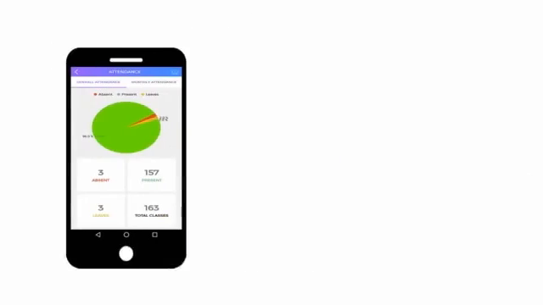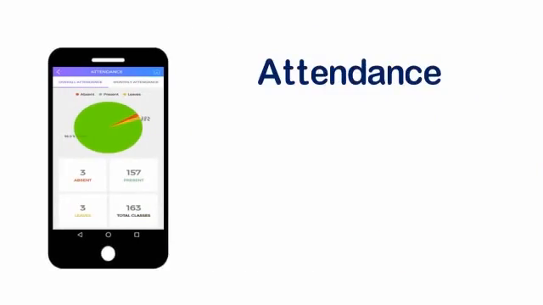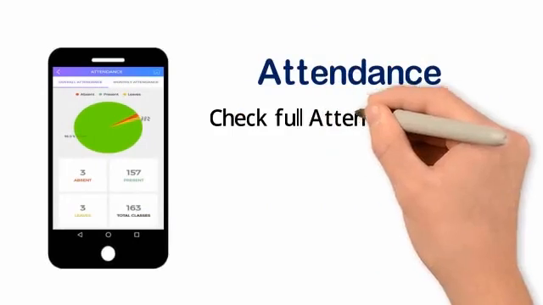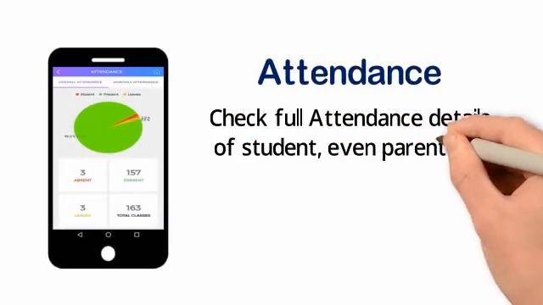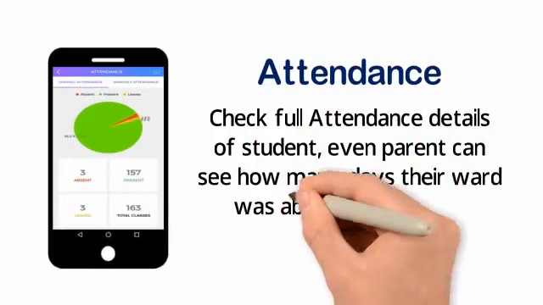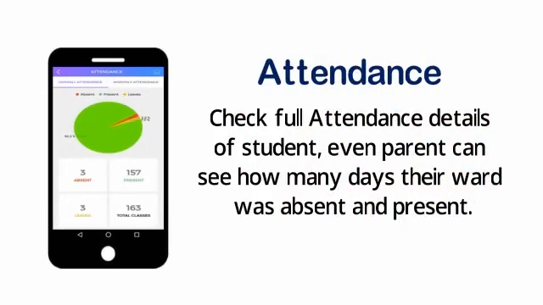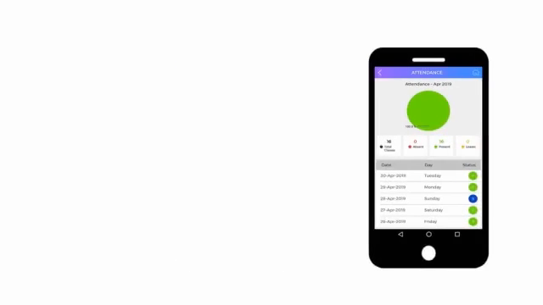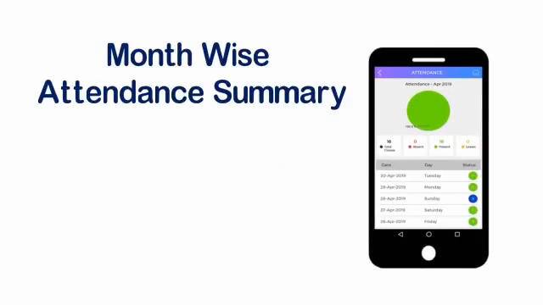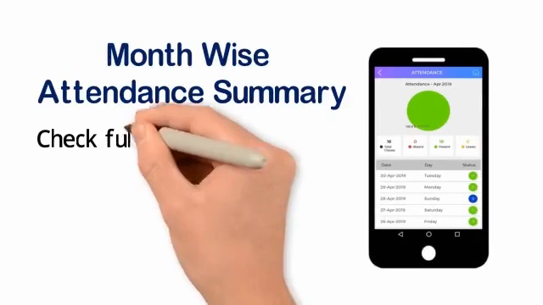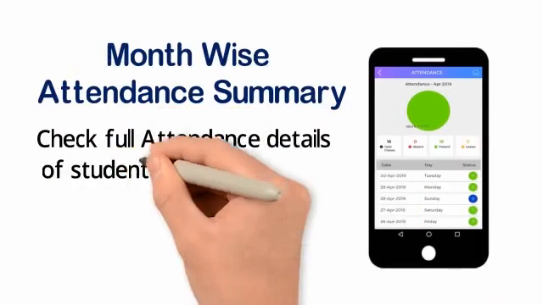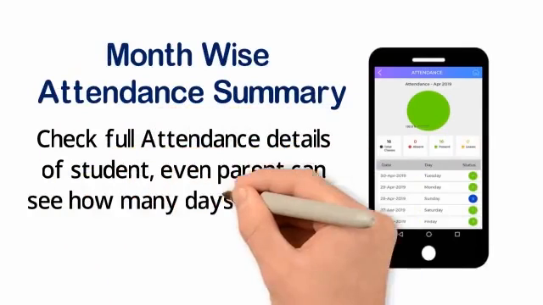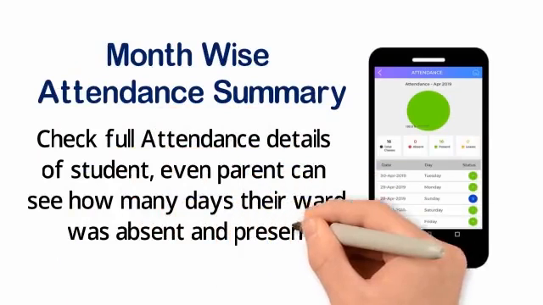Attendance. Check full attendance detail of the student. Even parents can see how many days their ward was absent or present. Also there is a feature of month-wise attendance summary where one can check full attendance details of the student and parents can see how many days their ward was present or absent in a particular month.